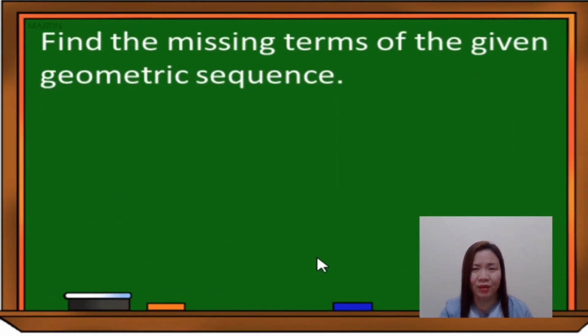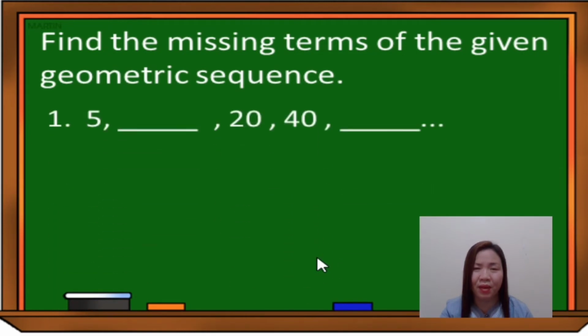Okay, so now we will find the missing terms of the given geometric sequence. Another example, if we have 5, blank, 20, 40, blank. Okay, so what we are going to do, same steps that we are going to apply. So we have the common ratio is 2. Why? Because if we divide 40 by 20, the common ratio is 2.